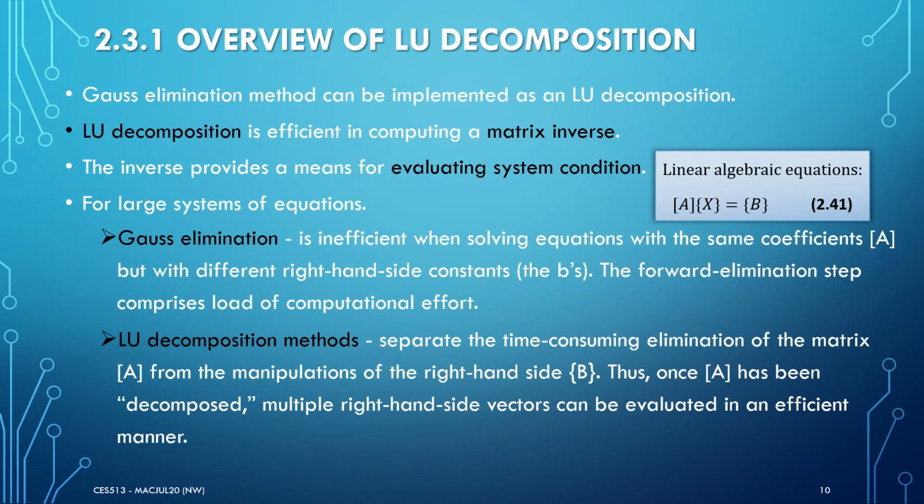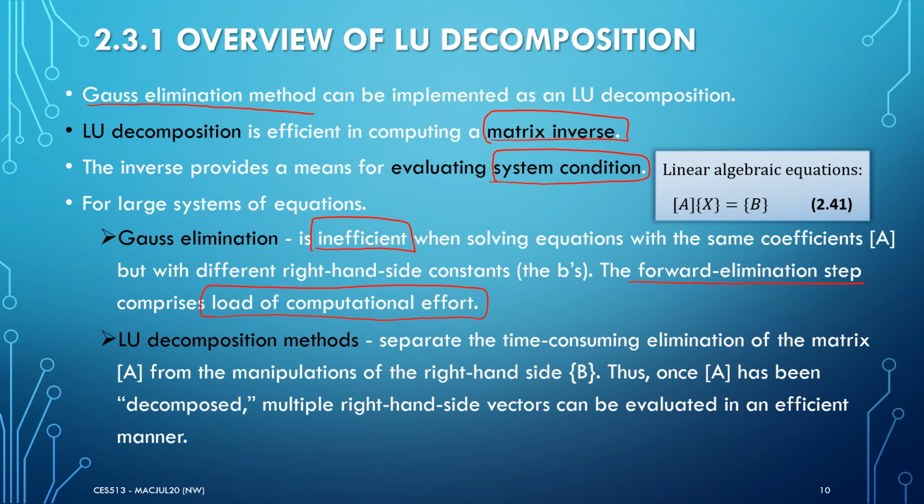Now we look at the overview of LU decomposition. The Gauss elimination method here can be implemented as an LU decomposition. This LU decomposition method is efficient in computing a matrix inverse, which can be used to evaluate system condition. When we have a large system of equations, Gauss elimination is inefficient when solving equations with the same coefficients A but different right-hand side constants B. The forward elimination step comprises a lot of computational effort. So this is the problem.